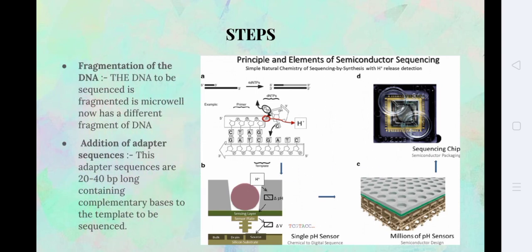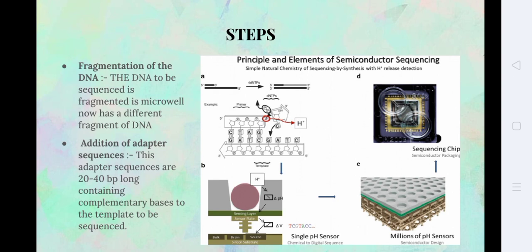There are various steps involved in this process. First is the fragmentation of the DNA. As there are multiple microwells present, we first need to fragment the DNA into various fragments. We can use chemical or enzymatic methods to fragment the DNA, due to which each microwell will have a different fragment of the DNA or a different template of the DNA.